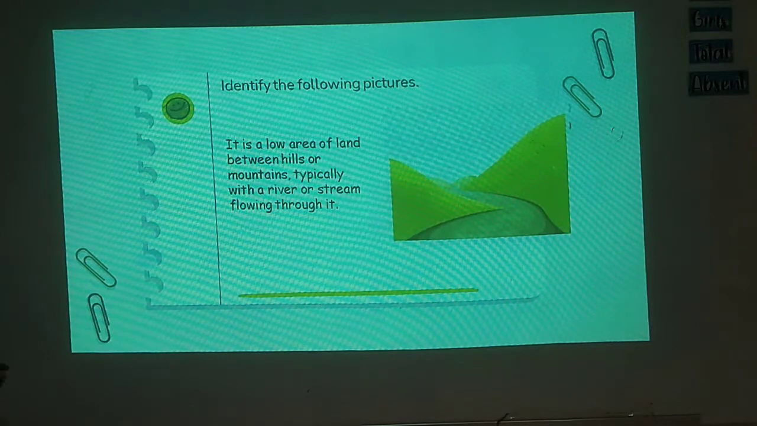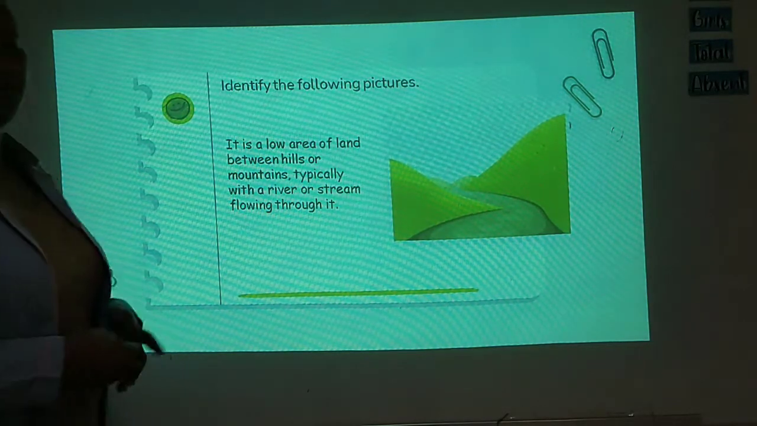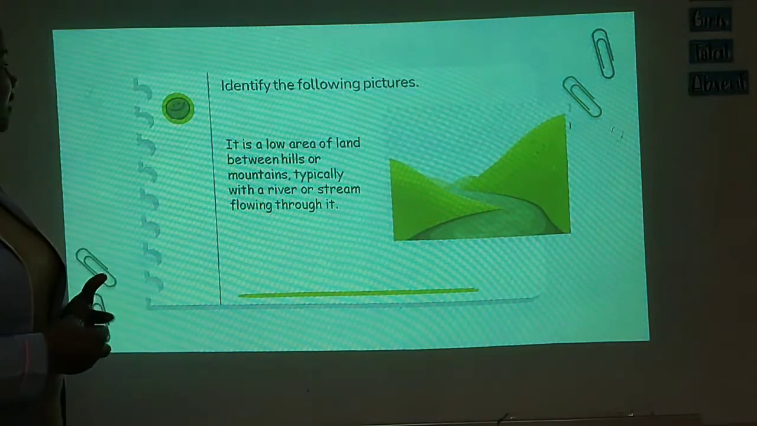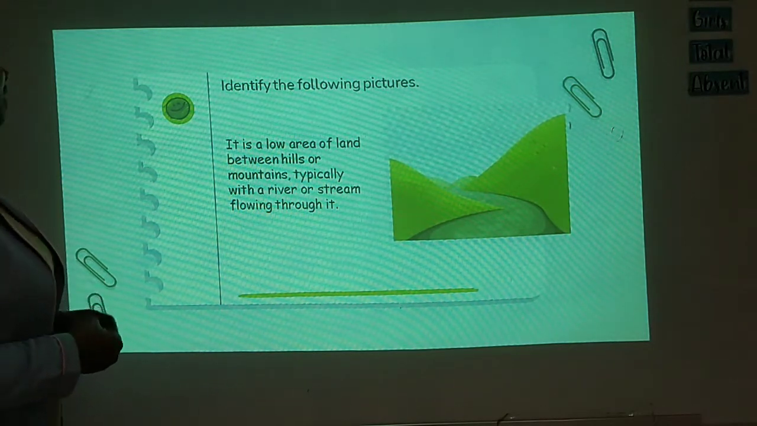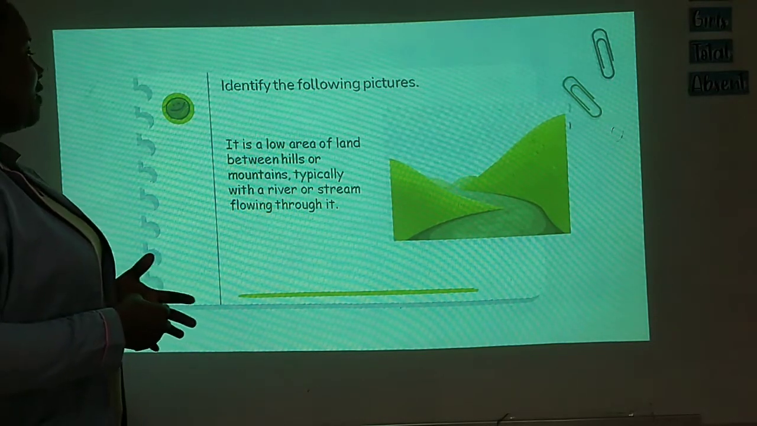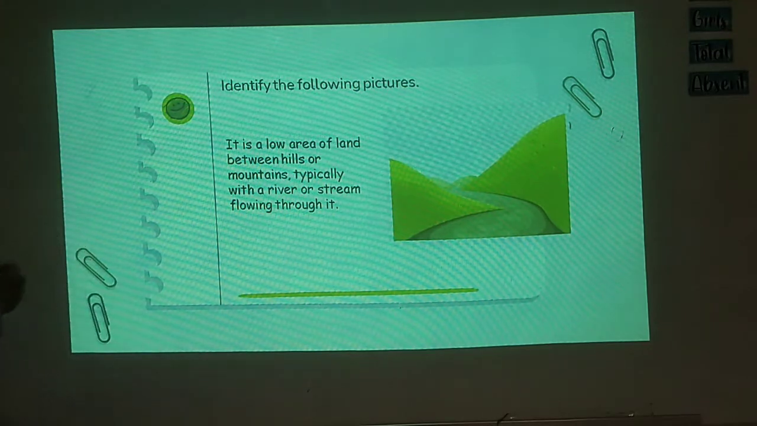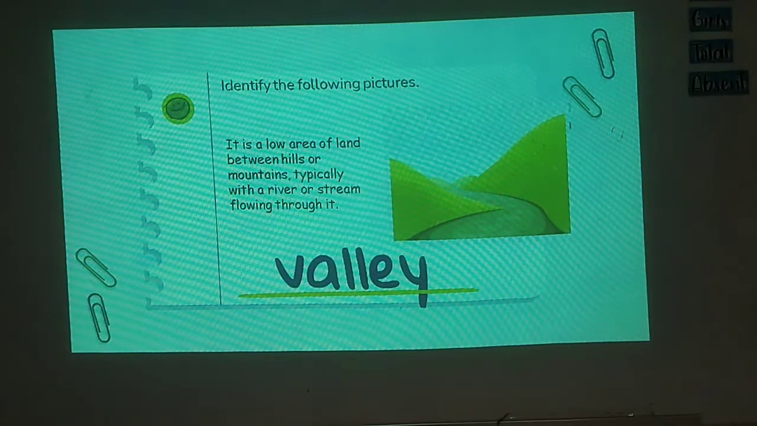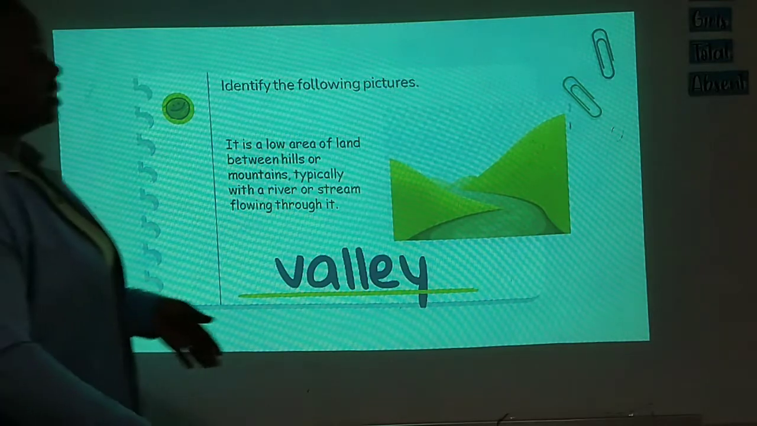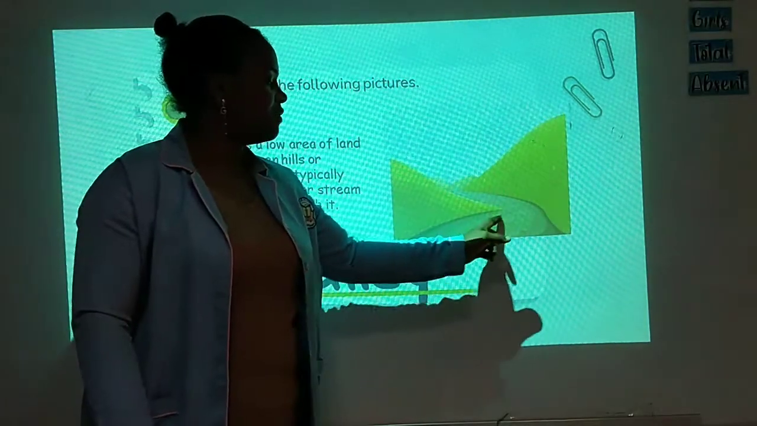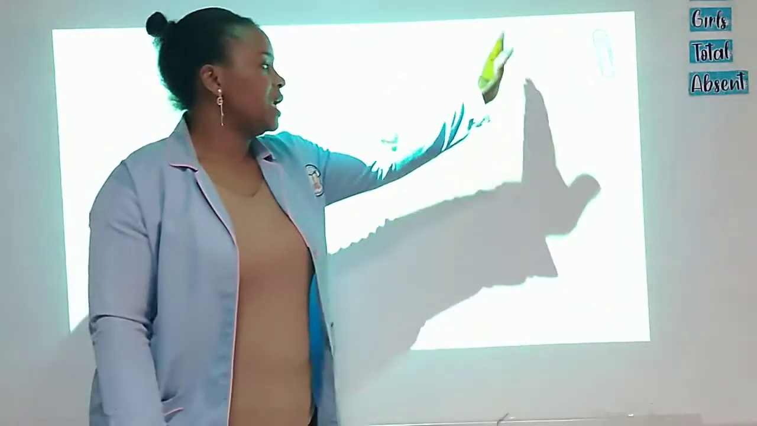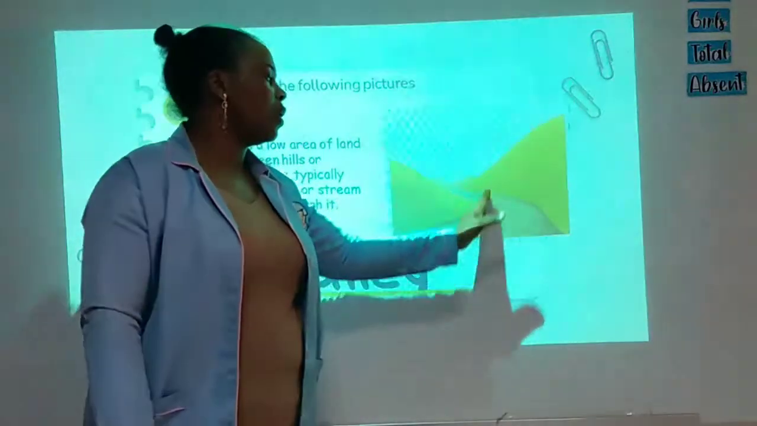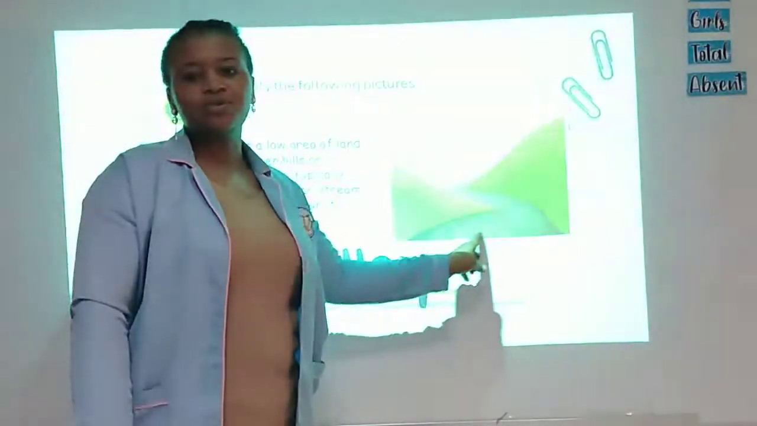Look at that picture. Can you make anything out of it? If you can't, then let's read to identify what it is. It is a low area of land between hills or mountains, typically with a river or stream flowing through it. So what would that be? It is called valley. You see the river flowing through it. When it rains, water from the mountain pours down and it runs through the valley.